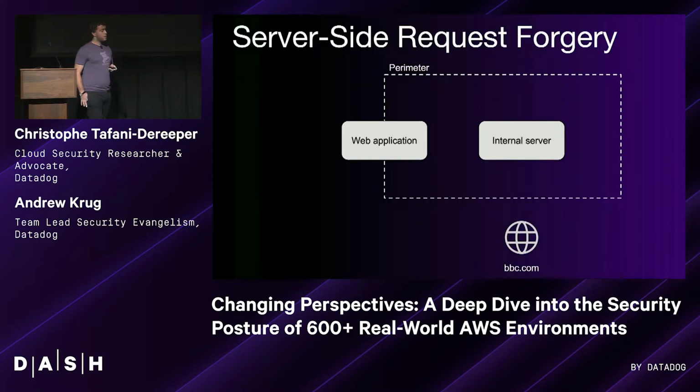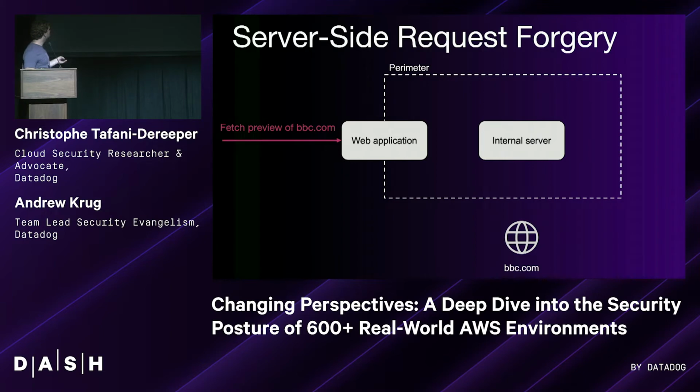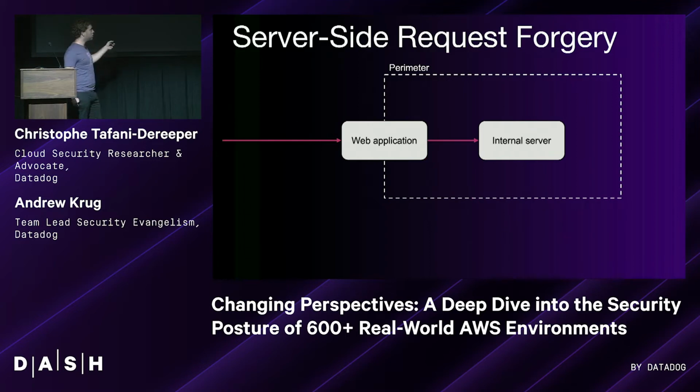Okay, so what is server-side request forgery? It's an application-level vulnerability that, again, is not new, but works like that. You have a web application that sits on some kind of perimeter. Typically, you have an internal network or some kind of boundary. And when this web application takes as an input a URL to fetch something else, so let's say you have a web application that can fetch previews of websites. If you pass it bbc.com, it's going to go to bbc.com, fetch a preview, and show it to you. Now, what happens if you give it the internal URL of a server that you shouldn't be able to access is that basically, as an attacker, you are able to access something you shouldn't be able to.